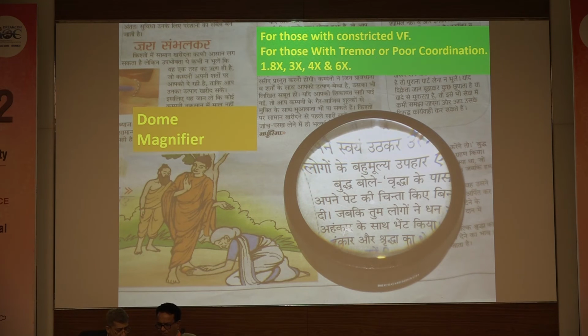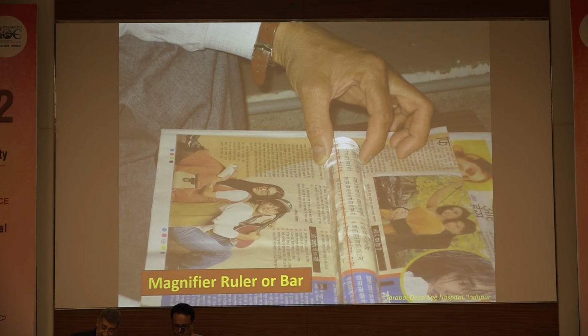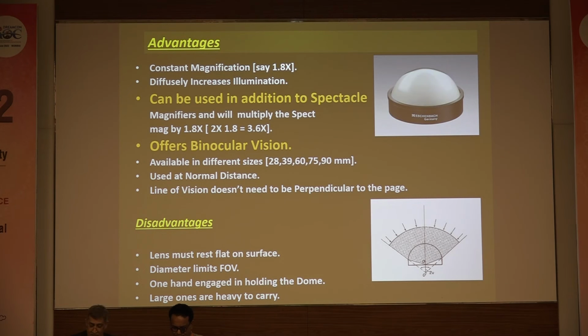There are few other examples which can be tailored to patients' need, like dome magnifier for those with constricted visual fields, Fresnel lens magnifiers, magnifier ruler or bar, and they have the advantage of offering binocular vision, and they can be used in addition to these spectacles.